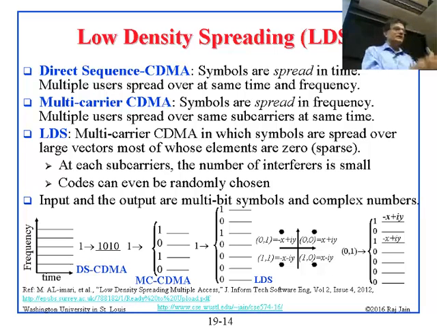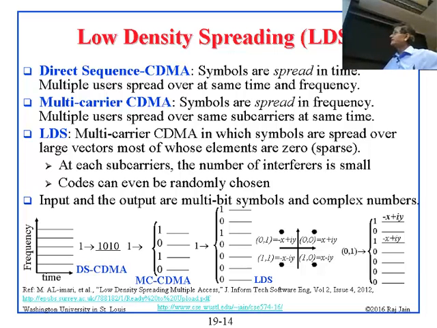In time slot 1 you will send 1, then time slot 2 will send 0, 1, 0, right? Another user will send their chips on the same frequency with a different code. So that is what DS-CDMA is. Basically, it is in the time domain.